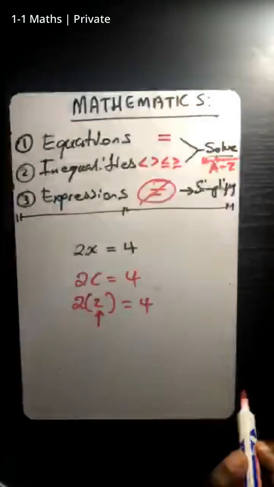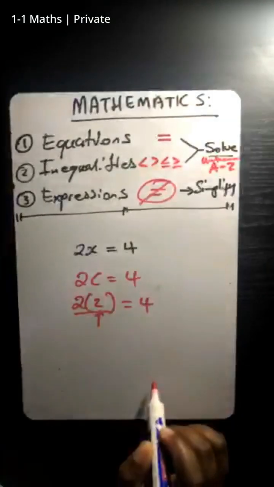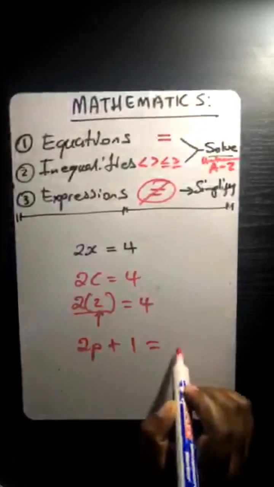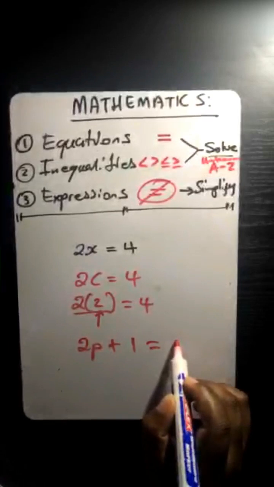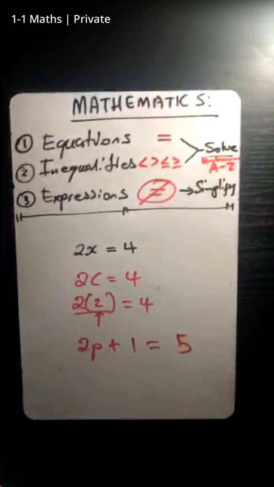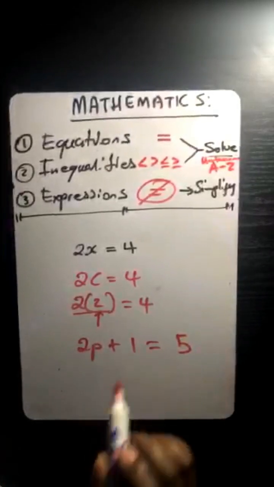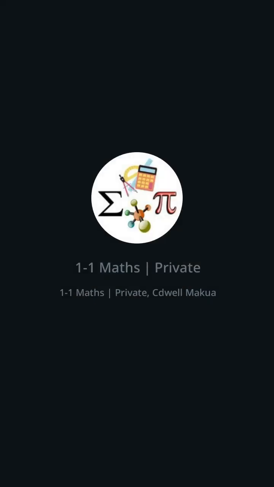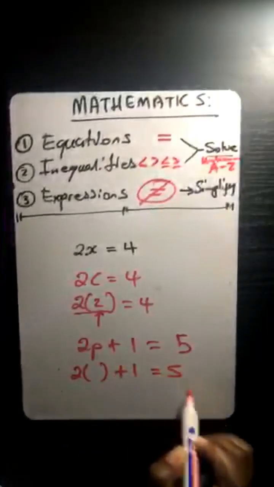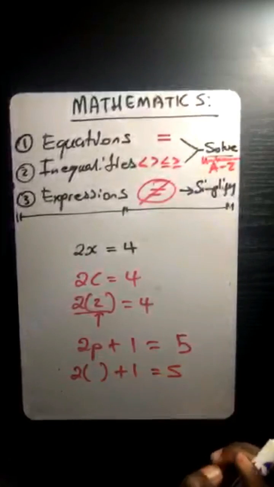Because it's not every time that you'll be able to easily know the answer. For example, if we say 2p plus 1 is equals to, let's say, 5. Mathematically, they're saying what number, when you multiply it by 2 and add 1, is going to give you 5. What is that number?